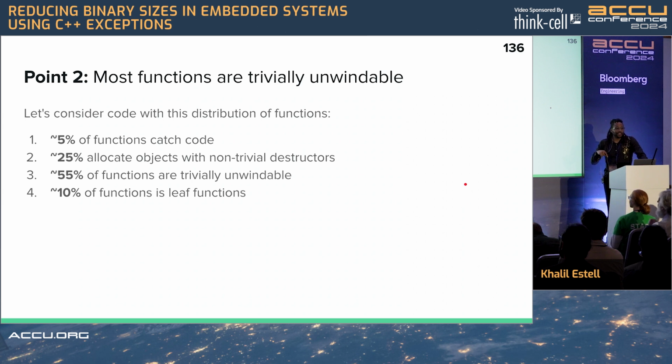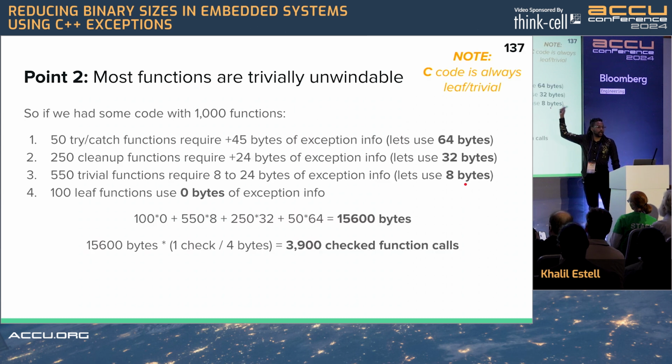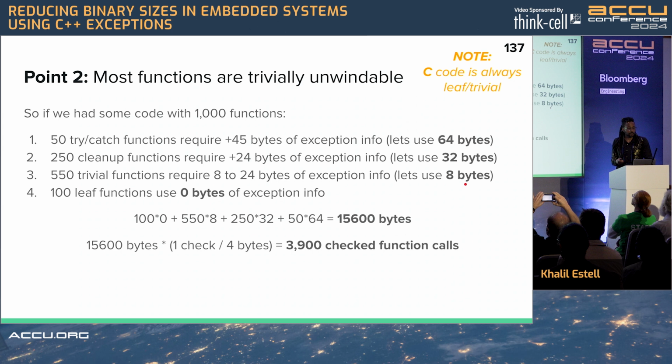So let's consider some code where 5% of the code actually catches stuff. This is way bigger than how much Audacity does, but let's just go overboard. 25% allocate objects and are non-trivial. A little more than half of your functions are trivially unwindable, and about 10% of them are leaf functions. Oh, and all C code is always leaf functions. Or I'm sorry, all C code are either trivial or leaf functions, so they just get trivial unwind.